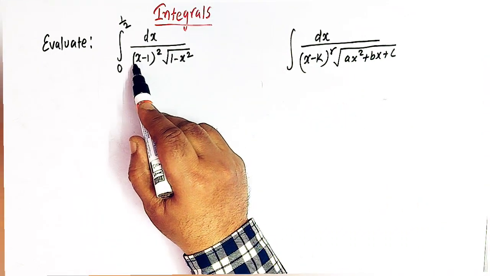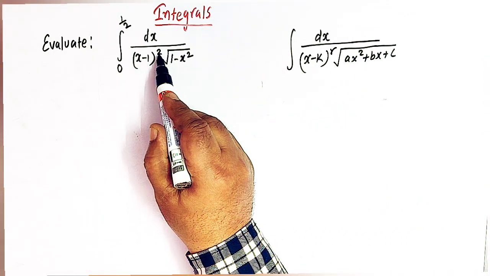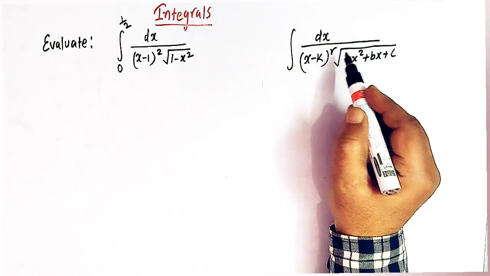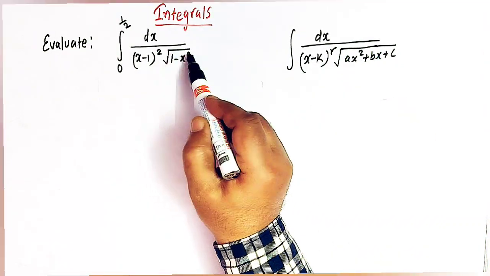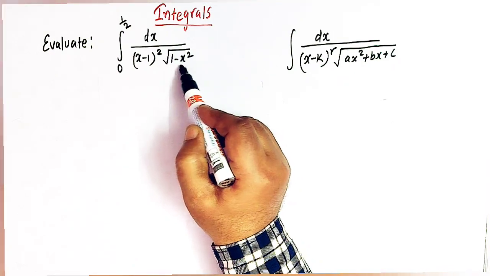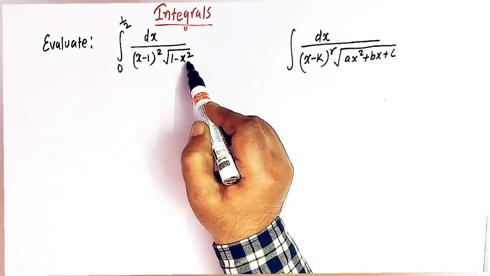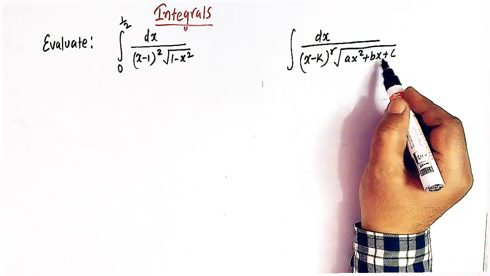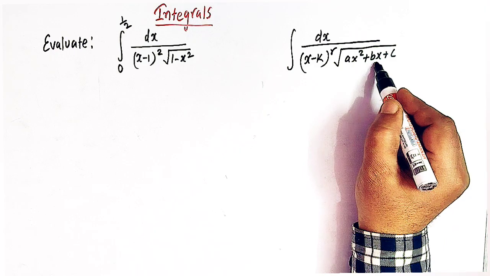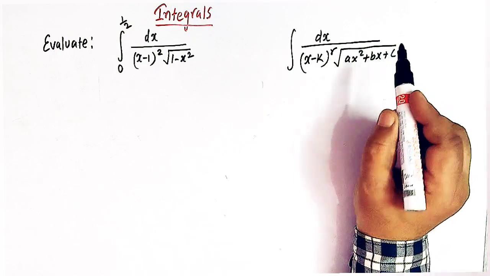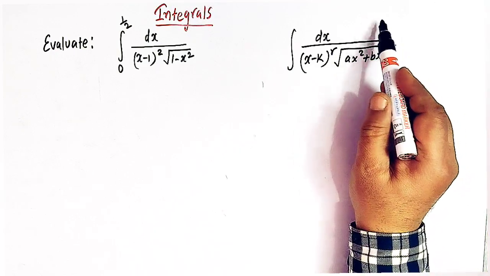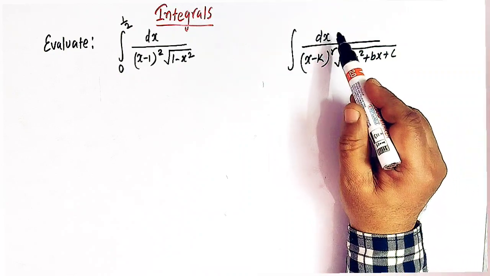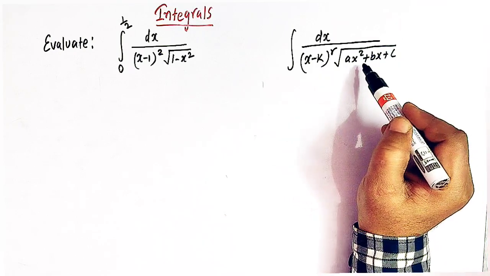So here we have (x minus 1) raised to 2, and here we have (x minus k) raised to r. And inside the square root sign, here we have the quadratic polynomial 1 minus x square, and here we have a quadratic expression ax square plus bx plus c. So let us see how we can integrate these type of functions when the integrand is of this form.